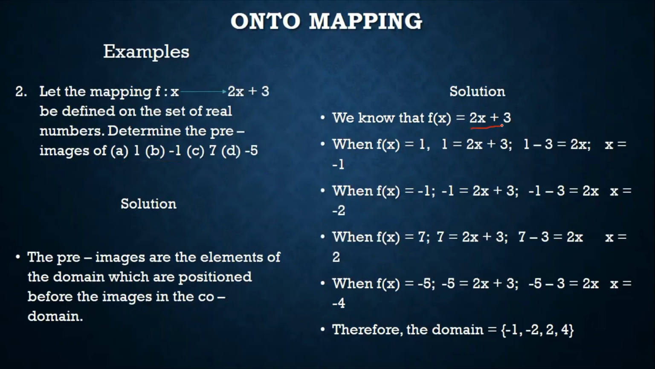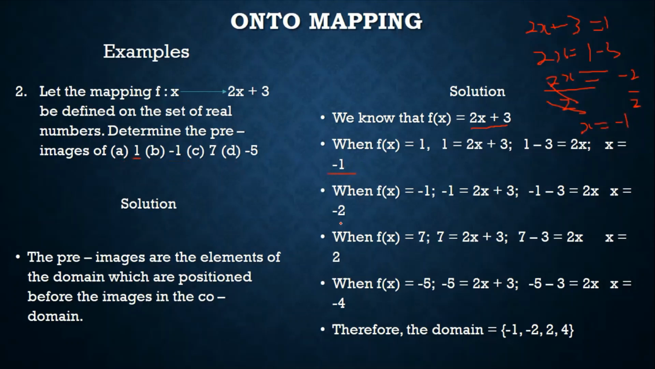Now, solving these, using 1, we have 2x plus 3 equals 1, right? So we have 2x equals 1 minus 3. So 2x equals 1 minus 3, which will give us minus 2. Dividing both sides by 2, 2 cancels 2. x equals minus 2 divided by 2, which gives us minus 1. So our first element in the domain, using the pre-range of 1, is minus 1.